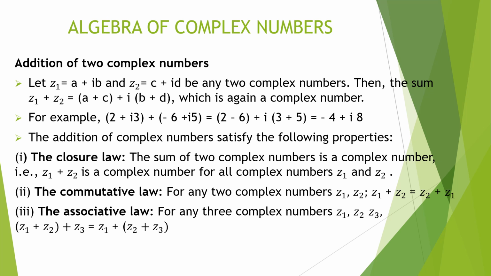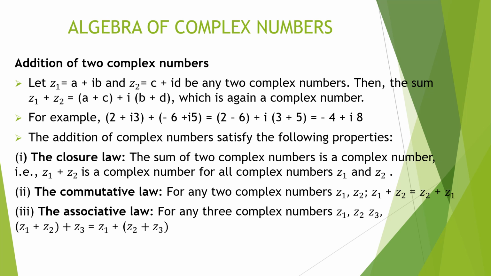For example, 2 plus i into 3 plus minus 6 plus i into 5 is 2 minus 6 plus i into 3 plus 5, which is minus 4 plus i into 8. You can write minus 4 plus i into 8 or minus 4 plus 8i. The addition of two complex numbers will satisfy the following properties. Again, as I said, like real numbers, the following properties will be satisfied by complex numbers.